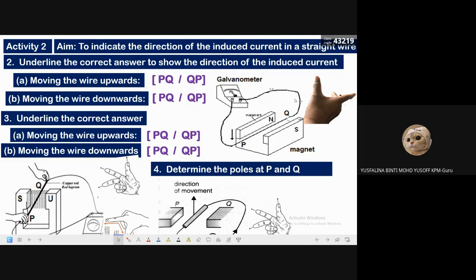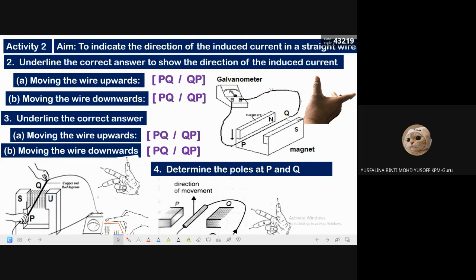So the first one is moving the wire upwards. Now we have the movement. Before this, we had to find the force, which way the copper rod will move. But in this one you already have the direction, because you are the one making the motion, whether up or down. So the first one is moving the wire upwards.